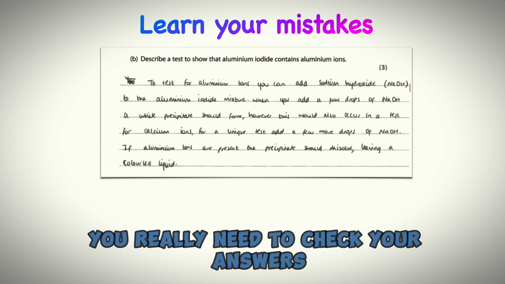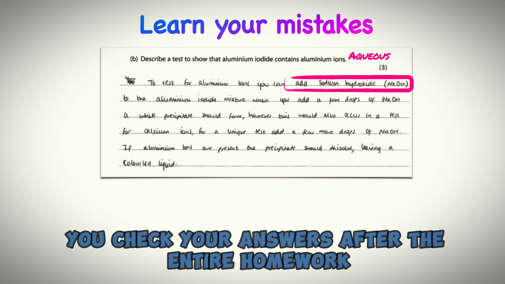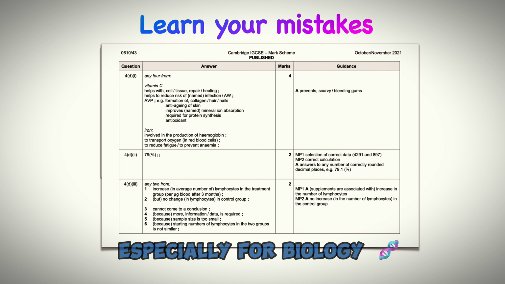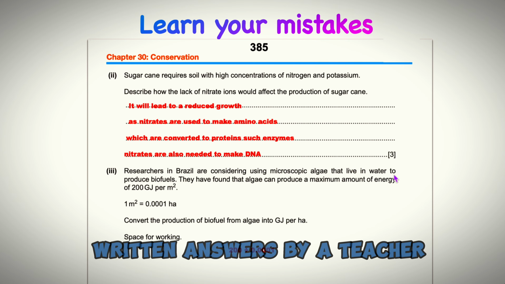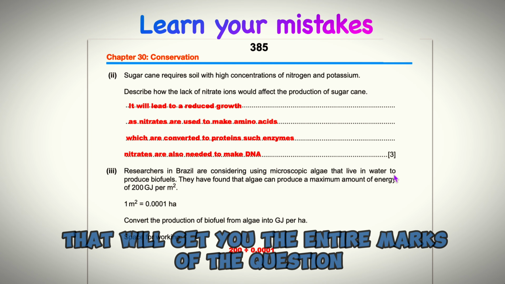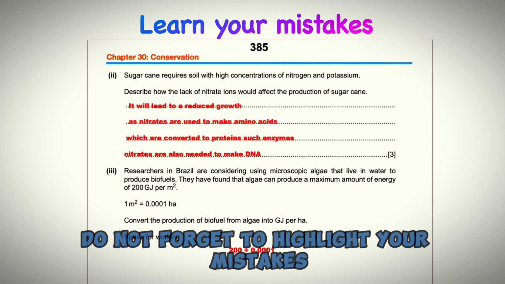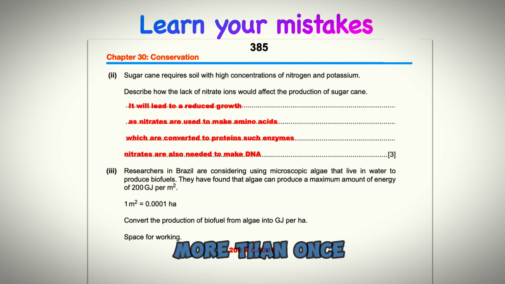You really need to check your answers after each question. And when you're confident enough, you check your answers after the entire homework. Using mark schemes may not be very helpful, especially for biology, because sometimes the answers are written in a vague way. It's highly recommended to have written answers by a teacher. This way you will learn how to write full answers that will get you the entire marks of the question. Once you're done checking your answers, do not forget to highlight your mistakes. This will help you to avoid making the same mistake more than once.